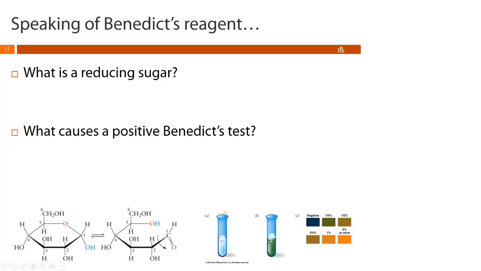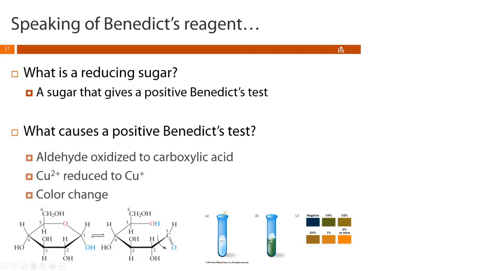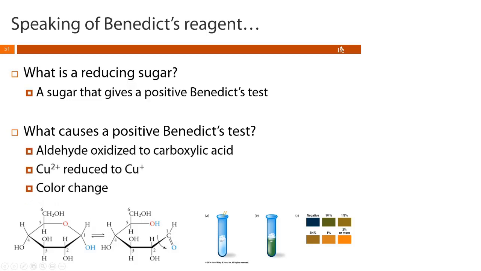Okay, so speaking of Benedict's reagent, let's talk about reducing sugars. A reducing sugar is any sugar that gives a positive Benedict's test. That means any sugar that has an aldehyde, because that aldehyde is going to get oxidized to a carboxylic acid, while copper 2+ is reduced to copper 1+, and that's going to cause a color change from blue to orange. I want you to remember, we're going to draw most of these sugars in their cyclic hemiacetal form.